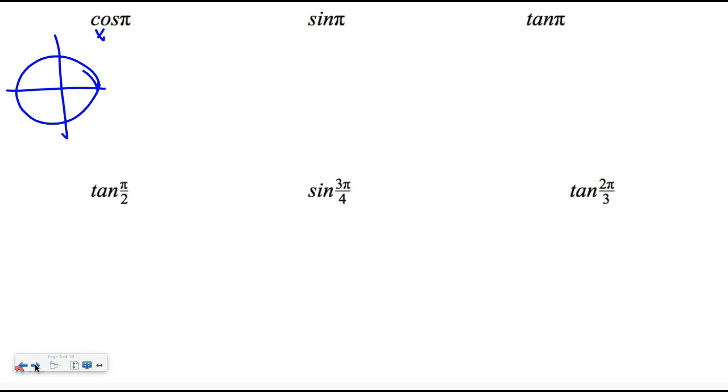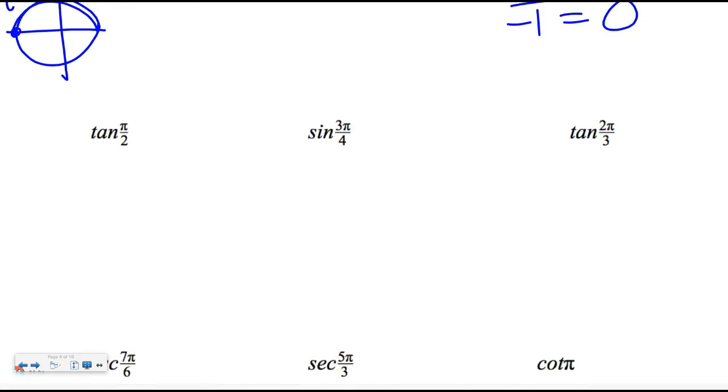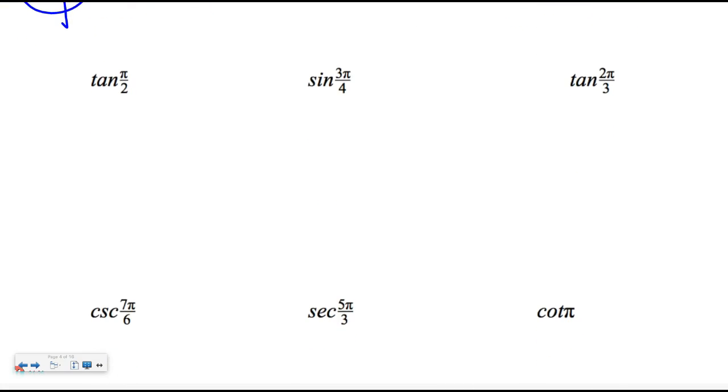Cosine is the x at pi. I'm at negative 1 comma 0 over here, so cosine pi is negative 1. But the sine there is 0. The tangent is sine over cosine. That's 0 over negative 1, which is 0. When I get a 0 in the denominator, we say it's undefined. All right, so first row's done, easy.